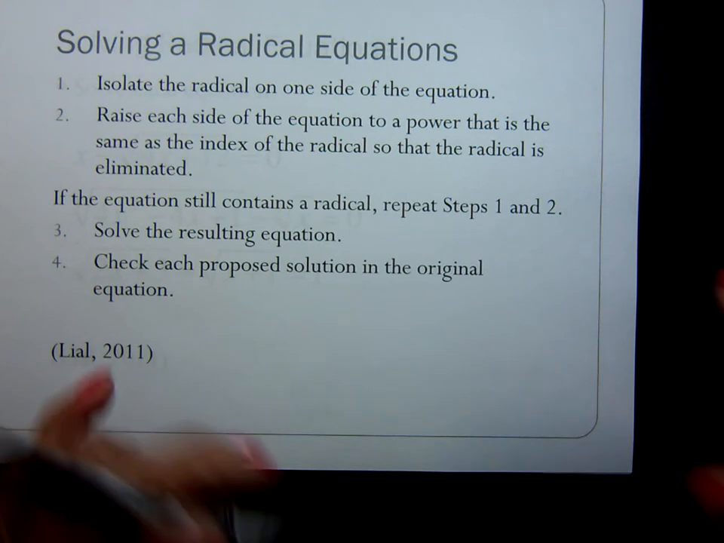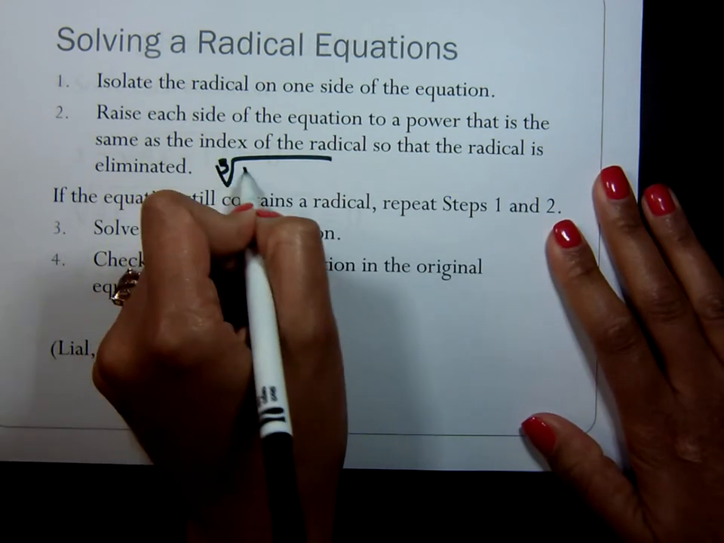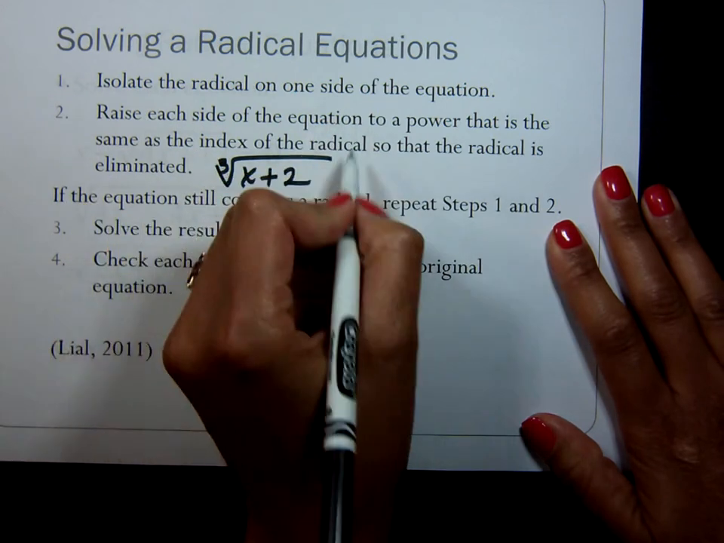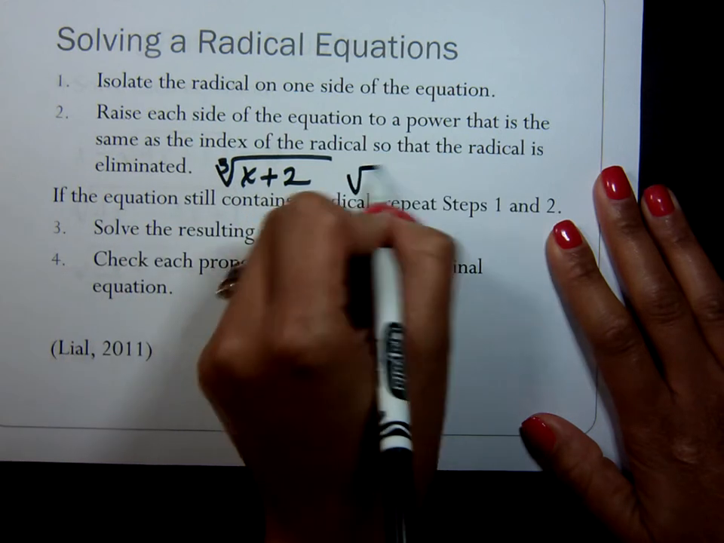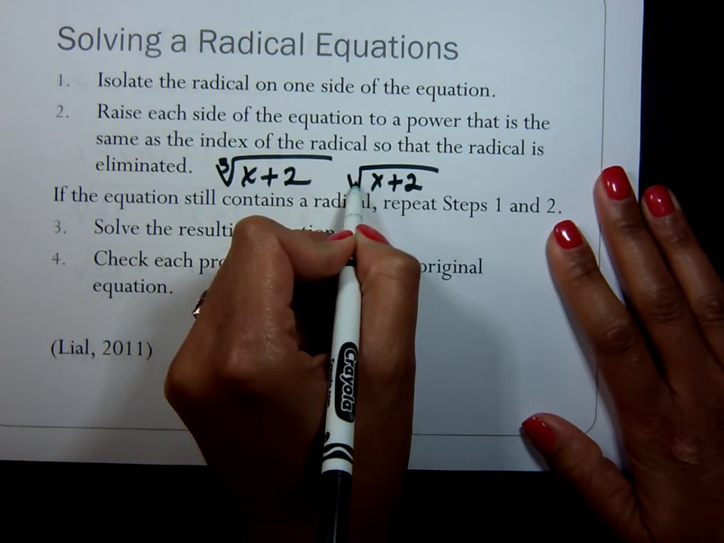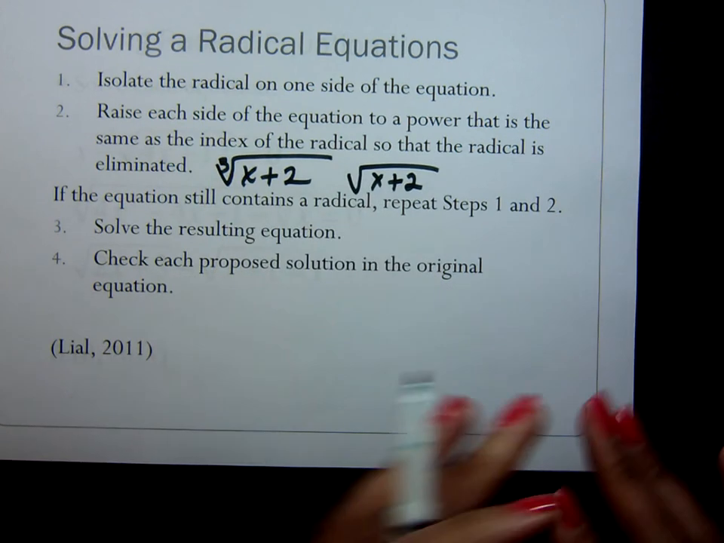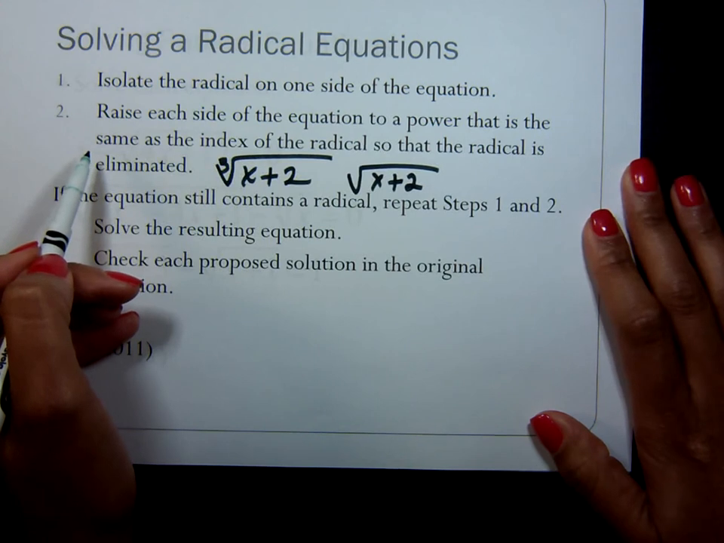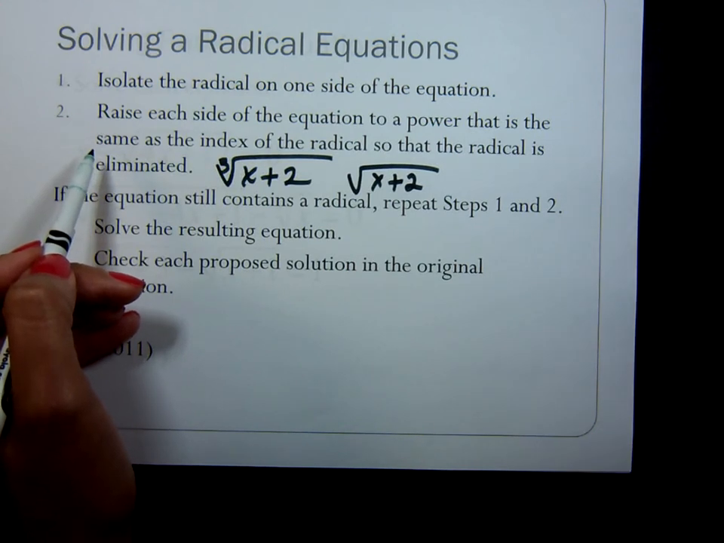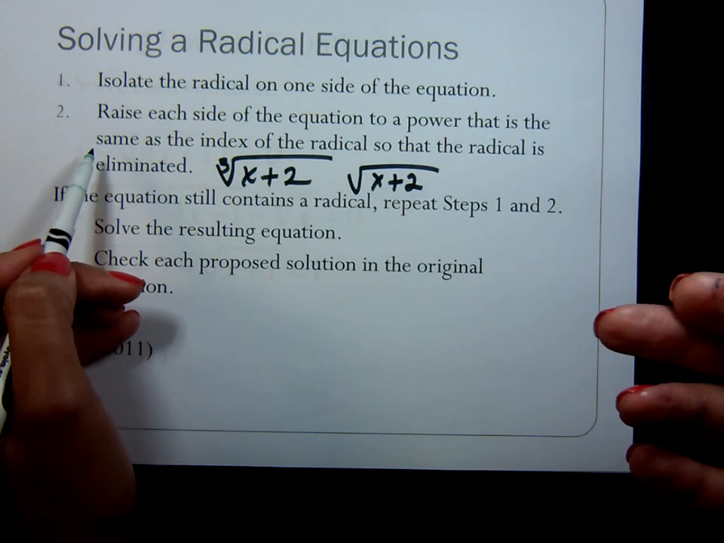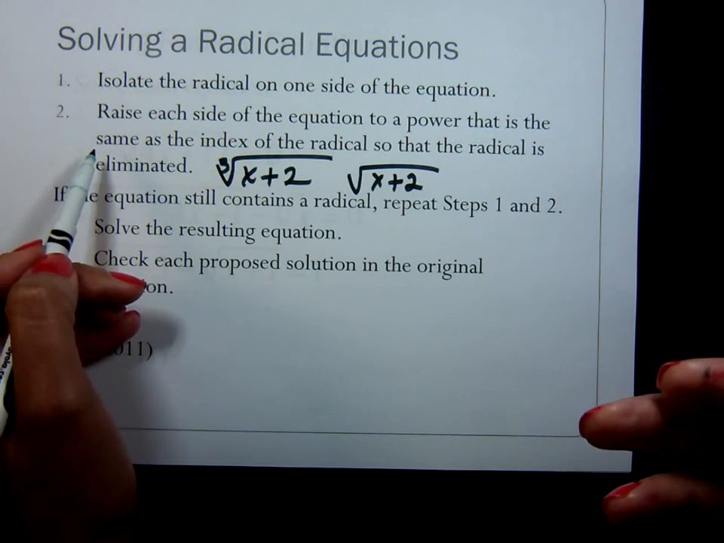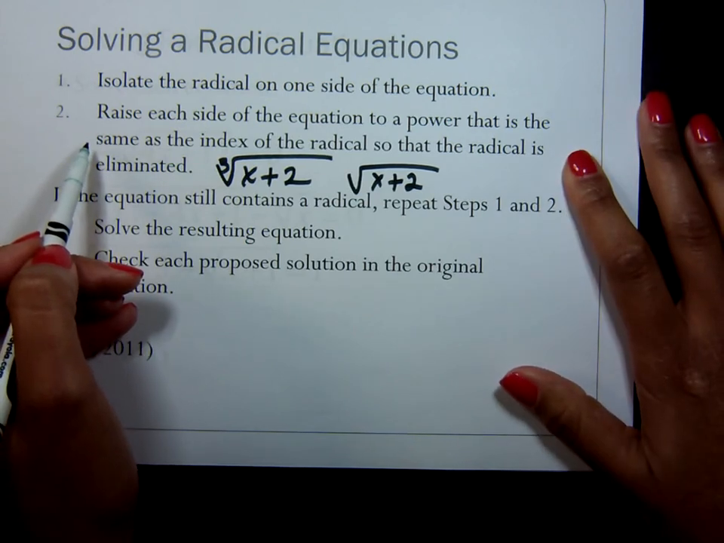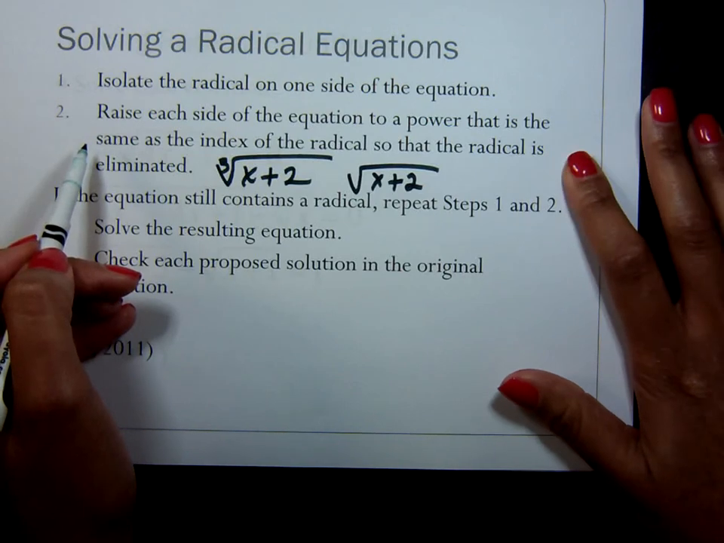Well, what do we mean by index? Well, if I look at this expression, the cube root of x plus 2, the index is 3. This is our index. If it's a square root, you know that the index is not written, but it's 2. Now, we're going to be raising each side of the equation to a power that is the same as the index. Okay, so if I have an equation that has a cube root radical, I'm going to cube that side once I isolate it. Okay, so keep in mind, we're going to be using what we call the power property there, and I'll make reference to that and come back to that when we begin solving.